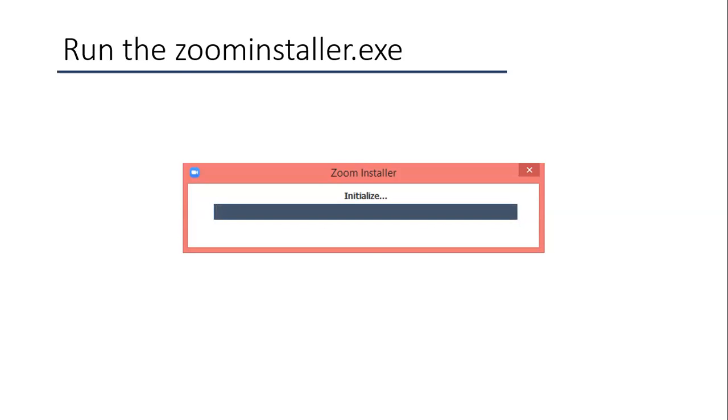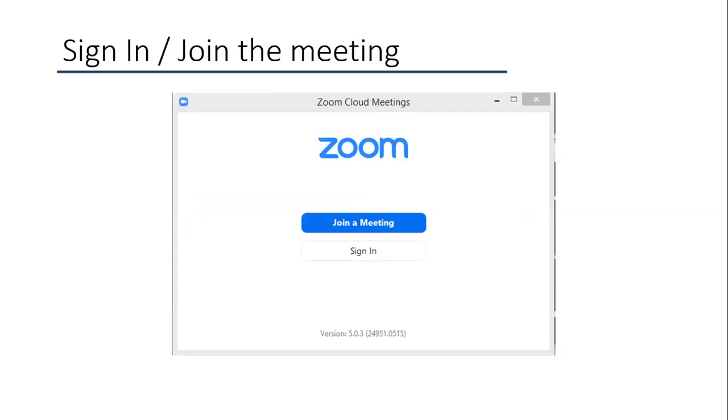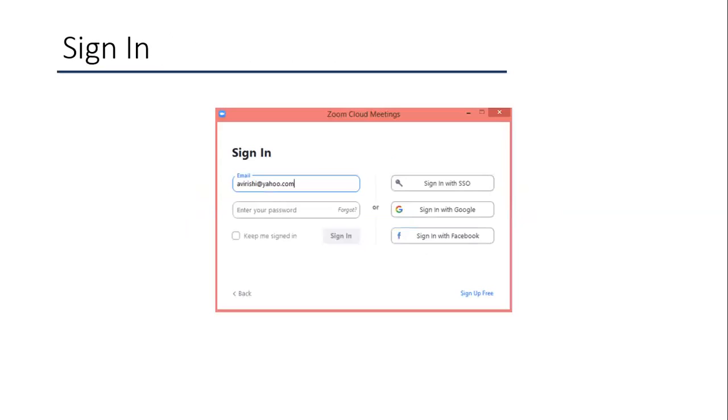Once it gets installed, this is the screen which we generally get. You need to sign in or join a meeting. Let's start with the sign in option first. You need to sign in with your email ID. You can do it with your existing Google account or your Facebook account.